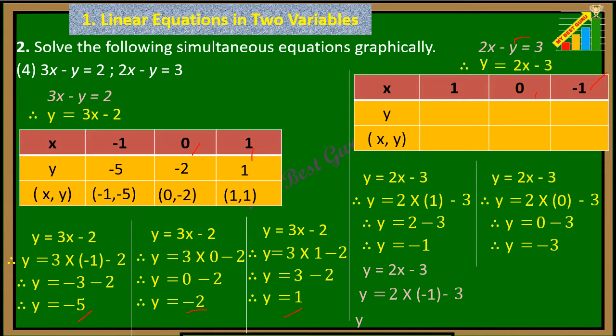So for the first one, when you put 1 in that, you will get minus 1. So the coordinates are 1 comma minus 1. When you put 0, you will get minus 3. So it is 0 comma minus 3. And at last, you put here minus 1, so you will get here minus 5. So it is minus 1 comma minus 5. Now we will go for the graph here.